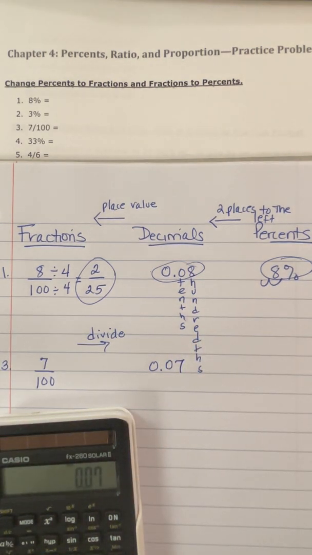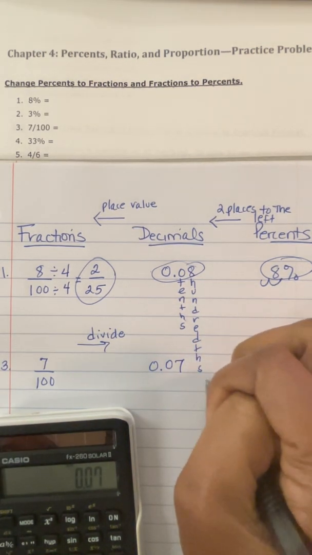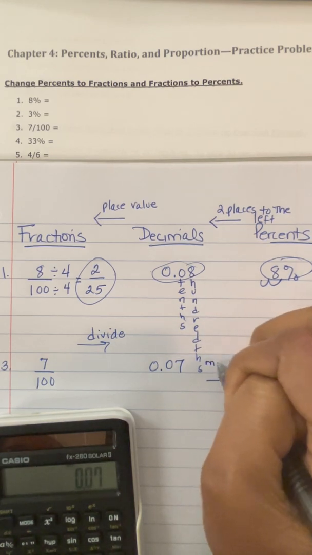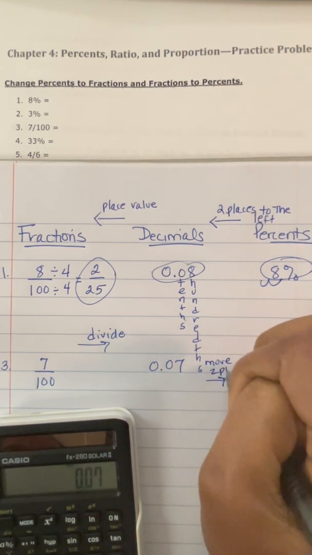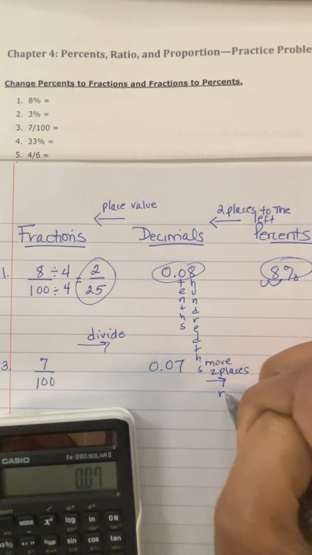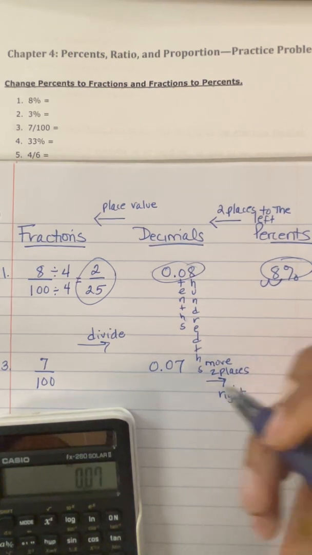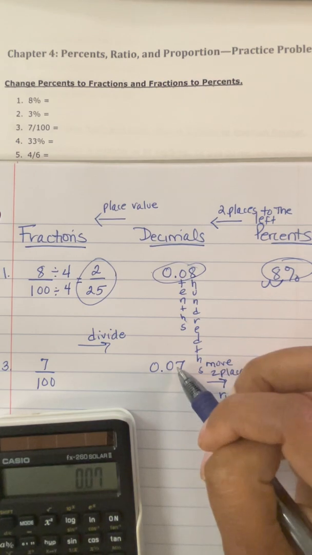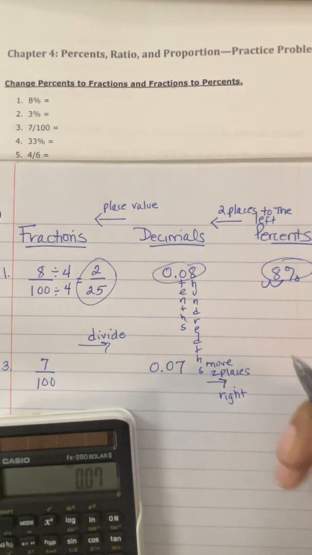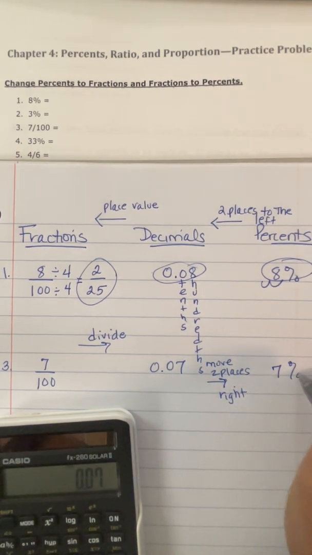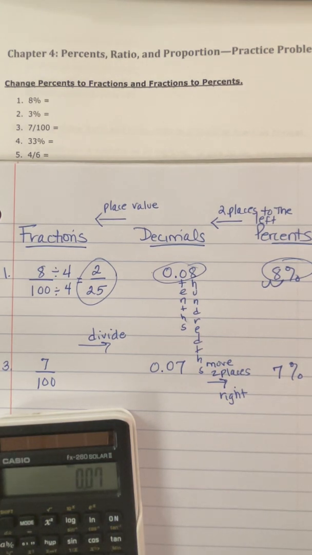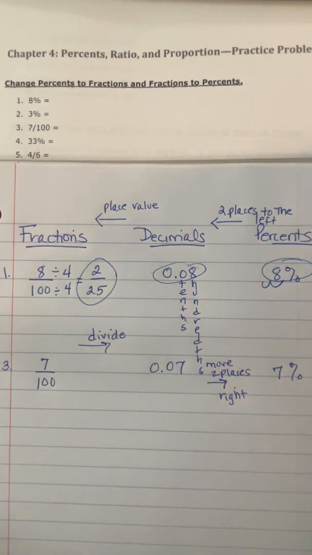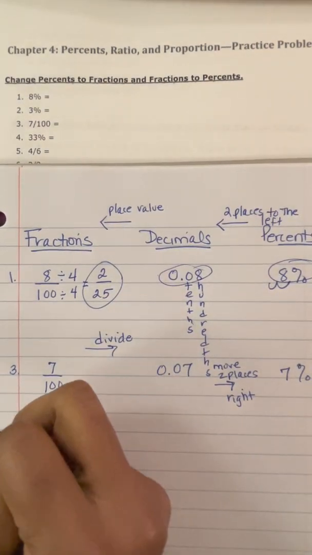If you want to go from a decimal to a percent, you move the decimal 2 places, and you guessed it, to the right. So if you are here and you move your decimal 2 places, that's 1, 2, then that will be 7%. And you don't have to put the dot, or the point. Very good.